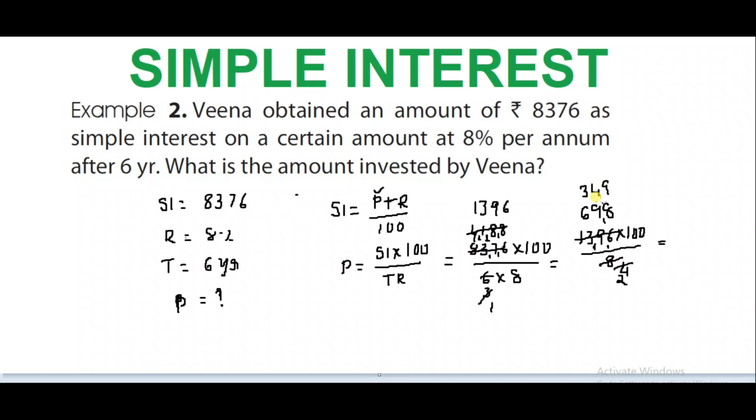Now multiply these two. 349 into 100. So simply add two zeros. 34,900 by 2. Now cancelling two table. You'll get 2 1 ja 2. Remainder 1. 2 7 ja 14. Again here 9. So 2 4 ja 8. Remainder 1. 2 5 ja 10. 0. You'll get 17,450. This is principal amount, borrowed amount.